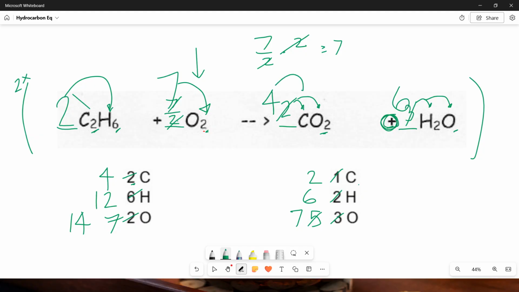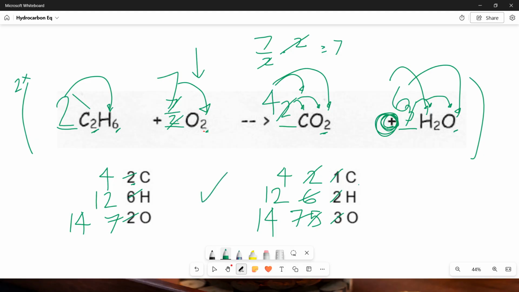On the right, 4 times 1 is going to give me 4 carbons. 4 times 2 is going to give me 8, plus 6 times 1 is going to give me 6. So 8 and 6 is a total of 14. And then 6 times 2 for the hydrogen is going to give me 12. And you can see my list is the same, and this is a balanced equation.